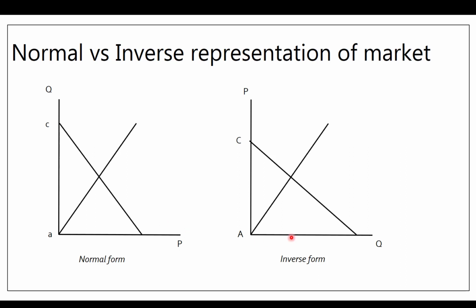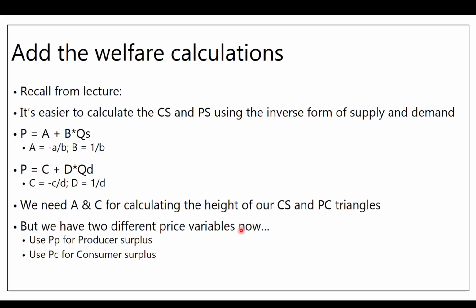So that's our big switch when we go to calculating these welfare or surplus measures, and it requires us to go from lowercase c to uppercase C, lowercase a to uppercase A, and we have the formulas for those. So in lecture, we say we're going to use the inverse form to get consumer and producer surplus, and we had this formula for capital A. Just take the negative of lowercase a and divide it by B. And then for capital C, we have the negative of lowercase c over D. We need both of those for calculating the height of our consumer surplus and producer surplus triangles.